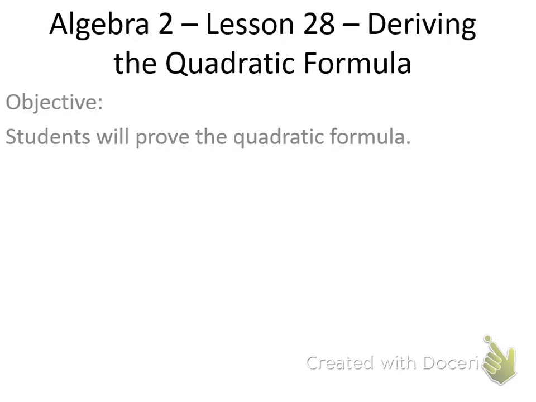Alright, this is lesson 28, deriving the quadratic formula. In Algebra 1, you learned about this formula called the quadratic formula. x is equal to negative b plus or minus the square root of b squared minus 4ac, all over 2a. Raise your hand if you've seen this formula before. You all should already know this one, okay?